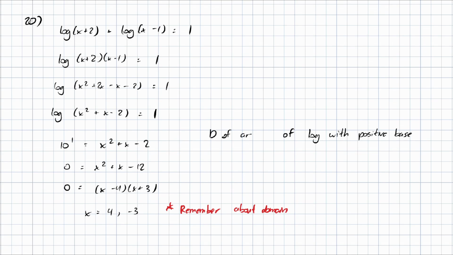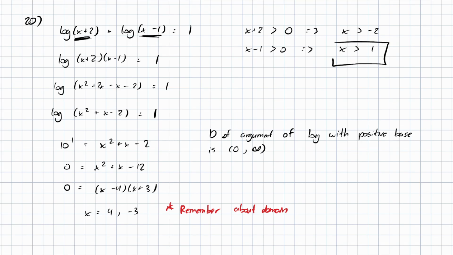The domain of the argument is 0 to infinity. That means the number here and here has to be greater than 0. So x plus 2 greater than 0 means x greater than negative 2, and x minus 1 greater than 0 means x greater than 1. We take the more strict domain, and we only consider solutions where x is greater than 1. So this one is fine, this one is not. That means my final answer is just x equals 4.